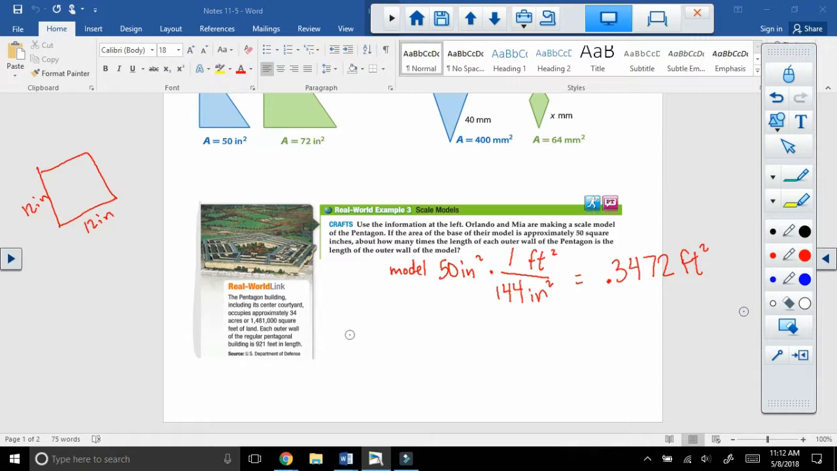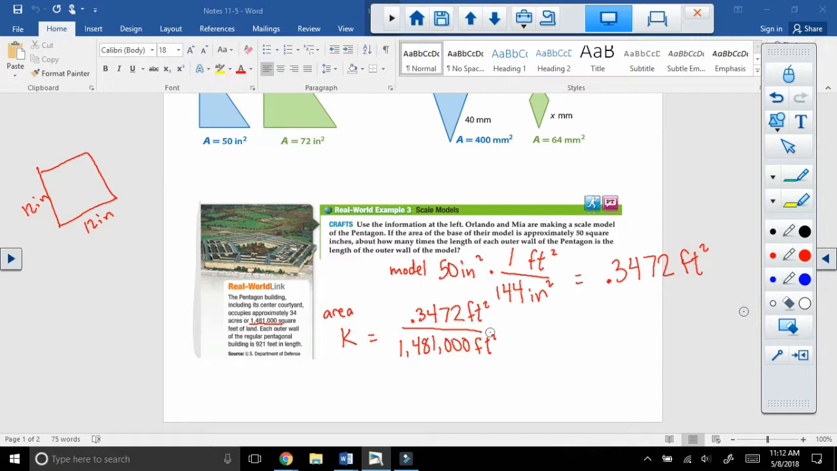So what I want to do is find the scale factor. The scale factor for the area is this .3472 number, that many square feet, compared to 1,481,000 square feet for the actual. It's going to be hard to take the square root of each of those and then simplify, so I'm just going to divide those first. We're going to end up with a decimal. We're going to end up doing a lot of this on our calculator, so have your calculator handy.